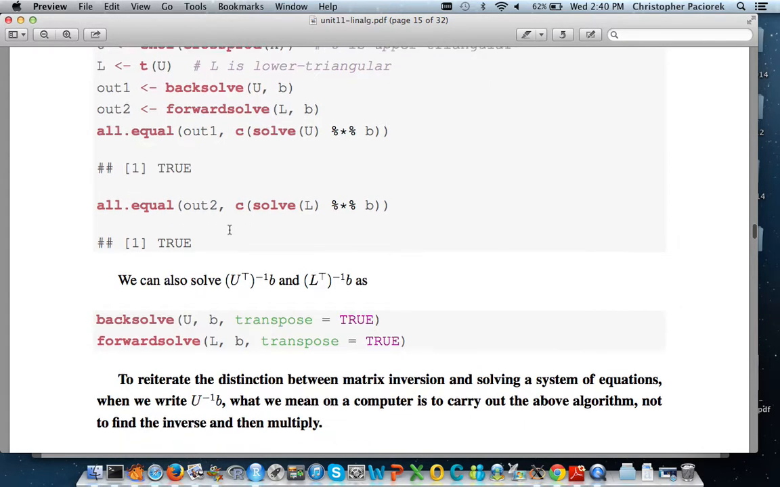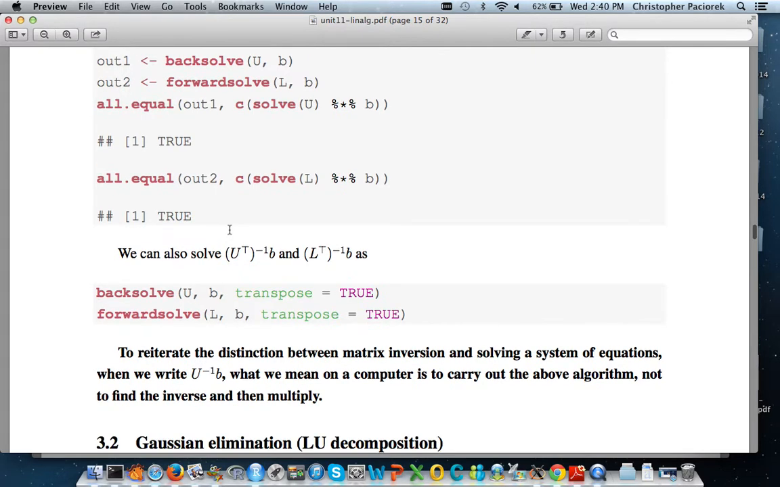And it also turns out that if we had U but we wanted to find this, we don't have to explicitly do the transpose first. We can just call this back solve function with transpose equals true. So oftentimes we don't necessarily have to do the explicit transpose.